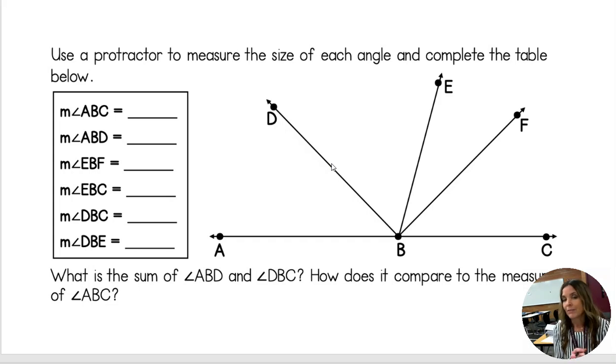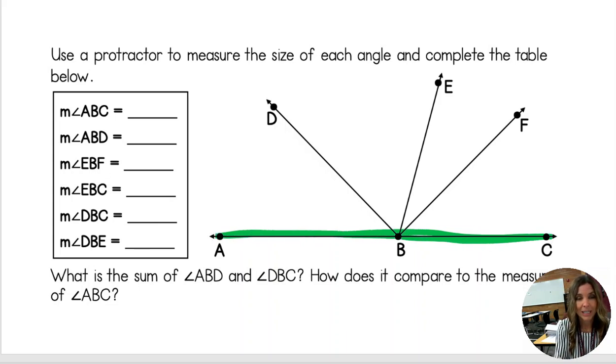On the first part of the notes, it says to use a protractor to measure the size of each angle and complete the table below. But since I am not here to give you the protractors, I'm going to just tell you what those angle measures are. When we talk about angle ABC, that is this angle right here. That is this straight line. And in geometry, anytime we have a straight line, the measure of that straight line is 180 degrees.